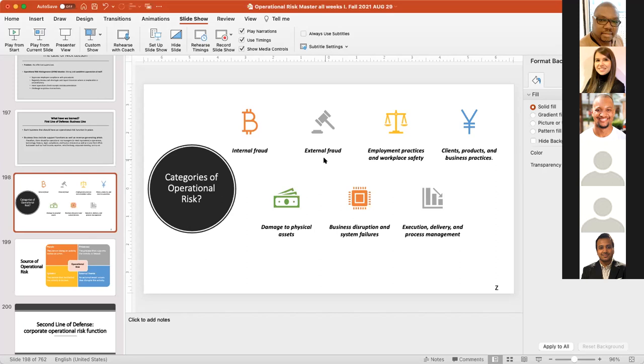Employment practices and workplace safety. Well, you know, employment practices are a lot about, are you hiring a diverse group? That kind of thing. Are you discriminating against people over the age of 55? Something like that. Does that sound relevant to this? No. How do we know what his age was? How do you know how old Nick was? Nick was young. Clients, products, and business practices?